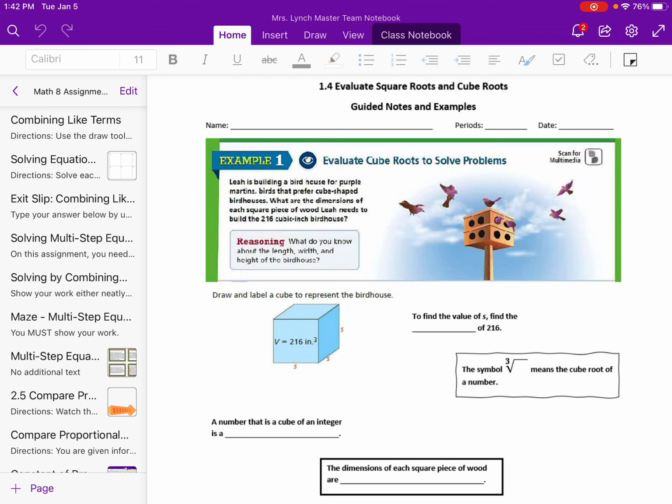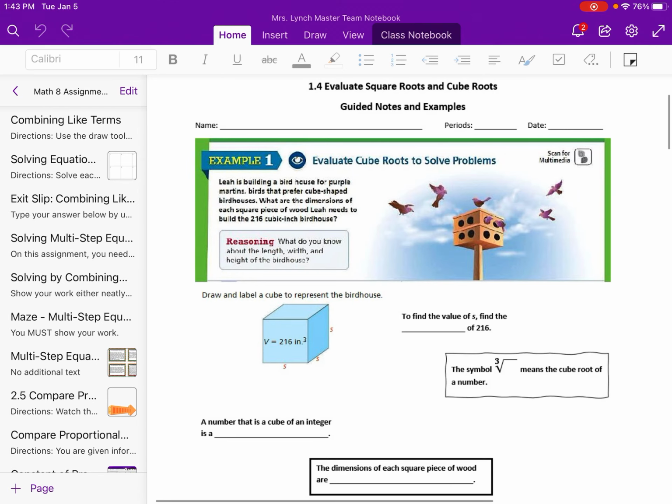Okay, so example 1, evaluating cube roots. So that just means we're going to be working with a cube. So Leah is building a birdhouse for purple martins, birds that prefer cube-shaped birdhouses. What are the dimensions of each square piece of wood? So in other words, we want to know what are the dimensions of each side. And what are the dimensions that Leah needs to build the 216 cubic inch birdhouse?